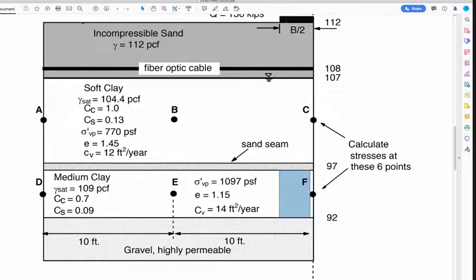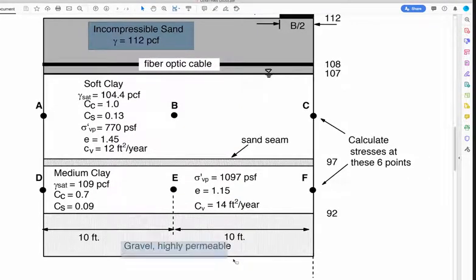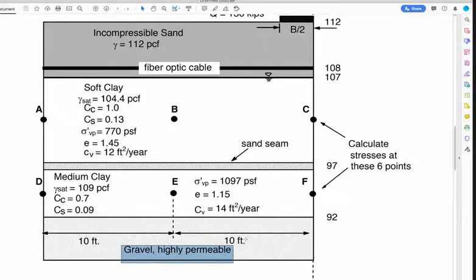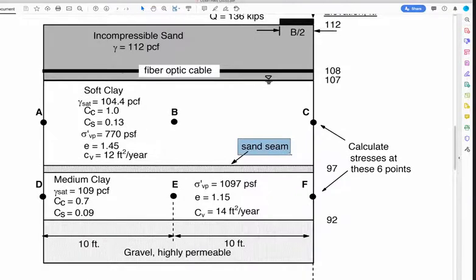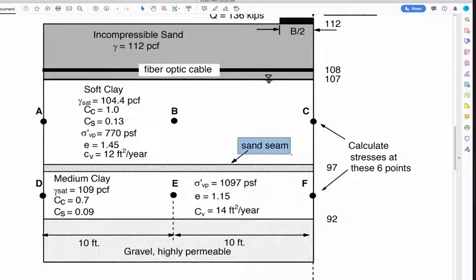It is identified here that this is incompressible sand, so we're not going to be getting into sand settlement in this problem at all. And we can assume the underlying gravel similarly is incompressible, as well as this little bitty sand seam here that's discussed in relation to the time rate portion of the problem.